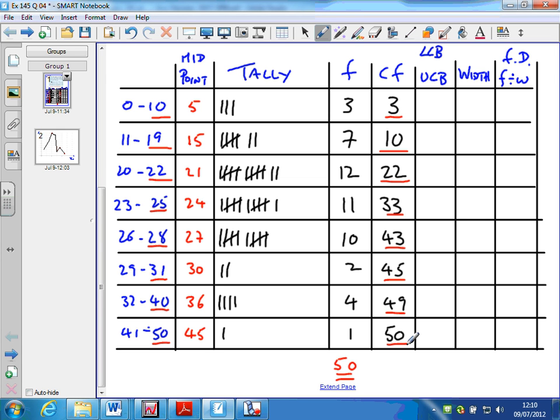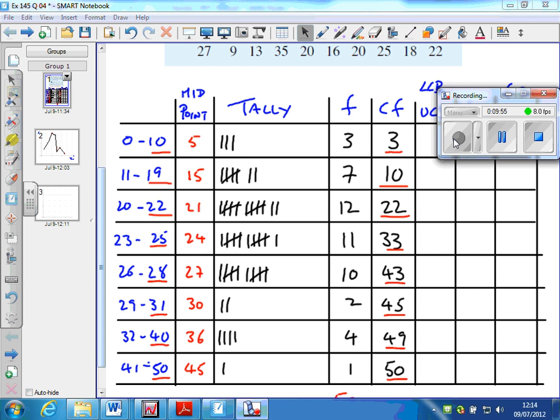So now I plot group values along the bottom from 0 up to the highest value, which is 50, and then cumulative frequency on the y-axis, and then I put my values on there. So see if you can have a go at it. I'll plot the graph as well.